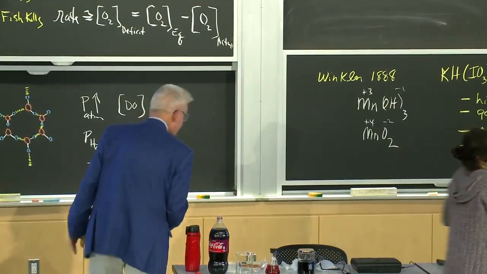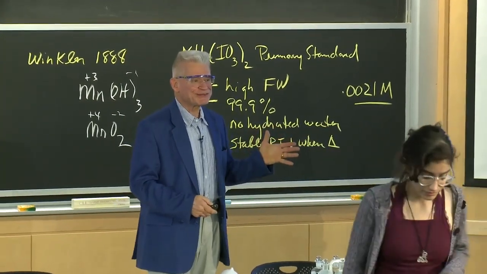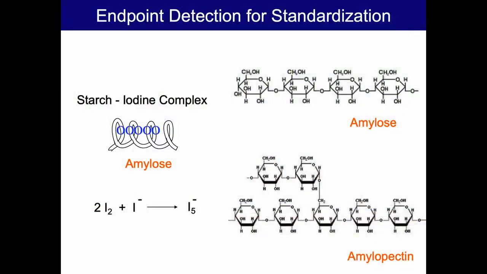So what's going on with the starch? Let's take a look at this. Starch is made up of about 25% amylose, which is the linear helical form, and about 75% of the branched amylopectin. What happens is we have iodine and iodide present in our solution. And when those two come together, they actually form this pentaiodide anion.